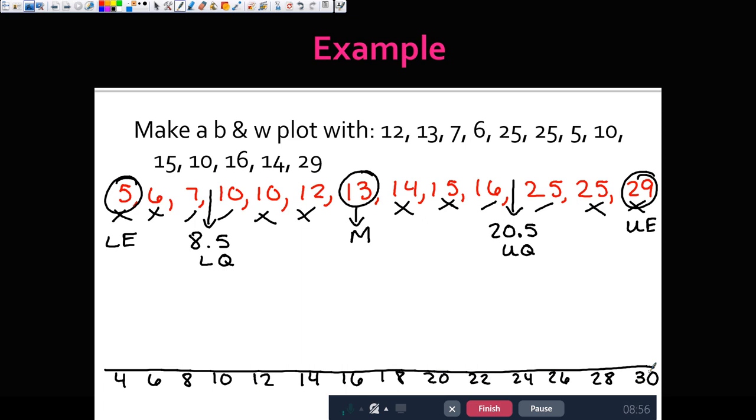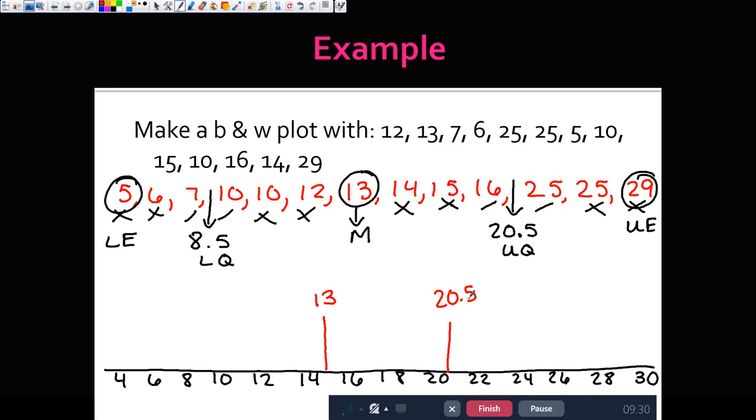Okay, now we're going to draw our box. So at 13, which is in between 14 and 16, but closer to 14, I'm going to draw a line up. I'm going to label this 13 so that we know what the value is. Then at 20.5, our upper quartile, I'm going to draw a line. So it's around 20, draw a line up, label it 20.5.